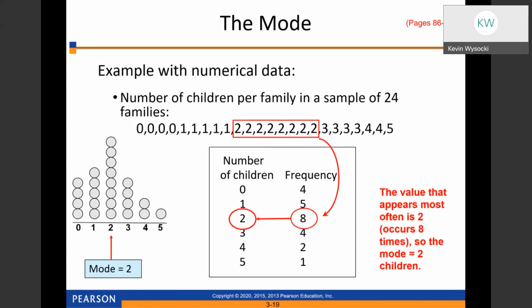So let's look at one that actually uses numbers for the raw scores. They could be labels as well. Here they give us a bunch of data, a list of numbers, so n is equal to 24. They give us a histogram on the left, and they put the data into a raw score frequency table. If we look at which one occurs most often, it's the number 2. So we would call that the mode.